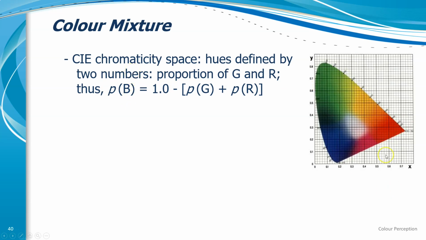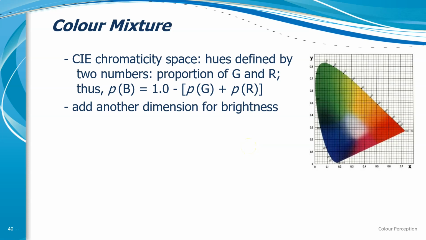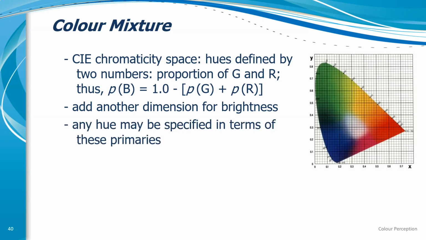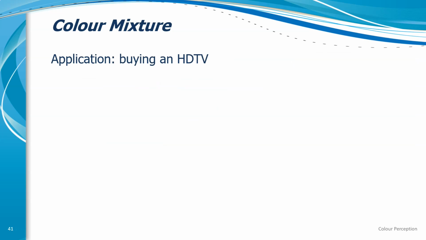Now, this gamut represents one slice of intensity. If you imagine these all kind of stacked up, that would then account for brightness. So each slice has a different level of brightness. So what you can do now is specify any hue in terms of these primary colors. Problem solved.